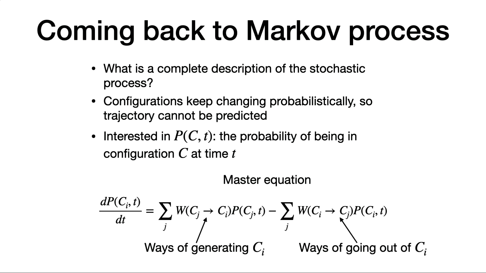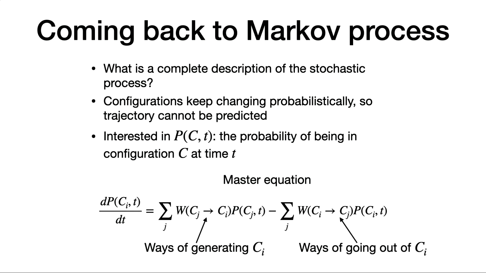Then I can be in Ci, I can jump to some Cj, and since I am already in Ci, that probability is P of Ci. Then I jump away from Ci. This enumerates the number of ways of going out of Ci. So this equation is called the master equation. This equation will be important to us to figure out what dynamics we should give.